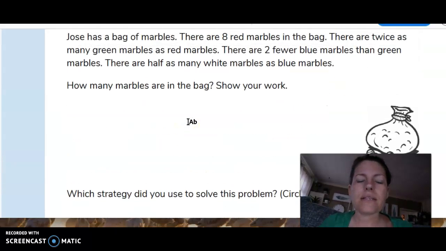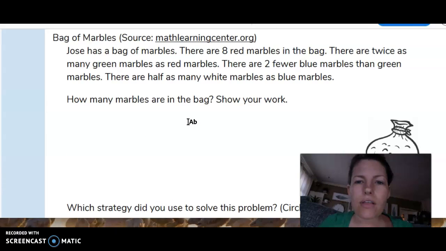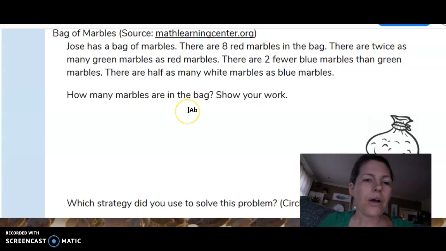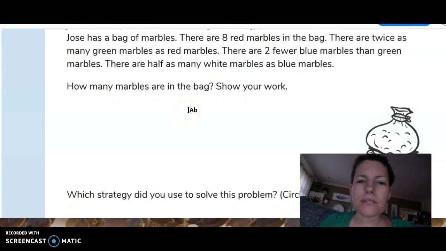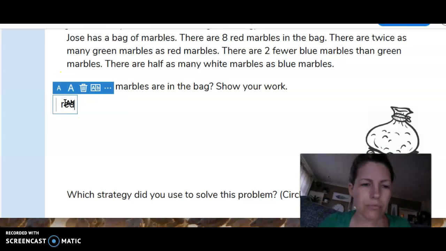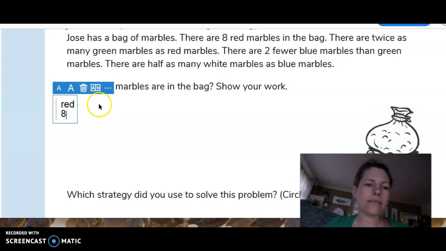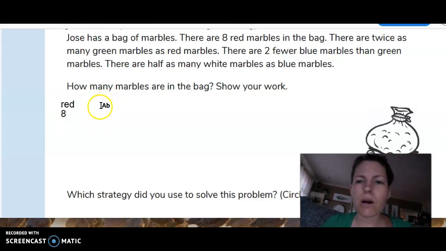All right, this is our last problem of the year. Jose has a bag of marbles. There are 8 red marbles in the bag, so I'm going to write red 8. Okay, he's got 8 red marbles.